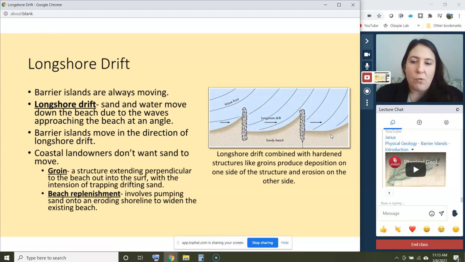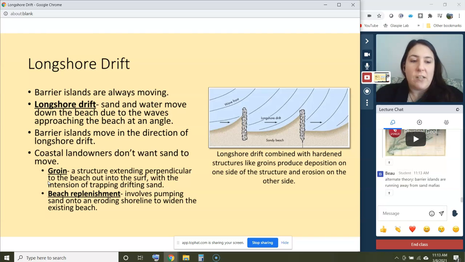Coastal landowners, of course, don't want sand to move. They have an interest in keeping their beaches where they are, the same width. In fact, many times they want to add to their beaches, and so they'll build structures to trap some of that longshore drift sediment. They'll build groins, which is a structure that extends perpendicular to the beach out into the surf, and the intent of these is to trap drifting sand from longshore drift.